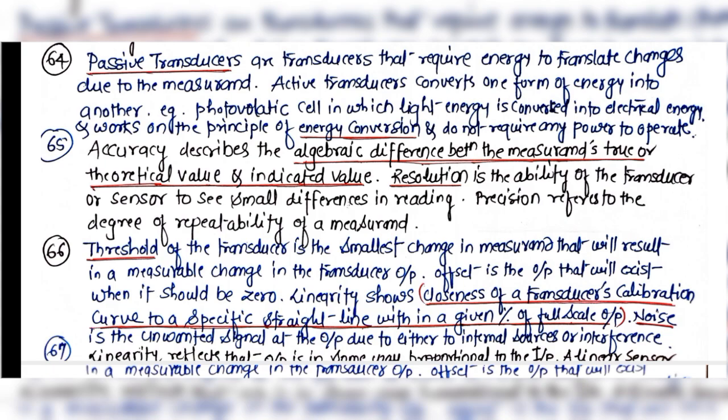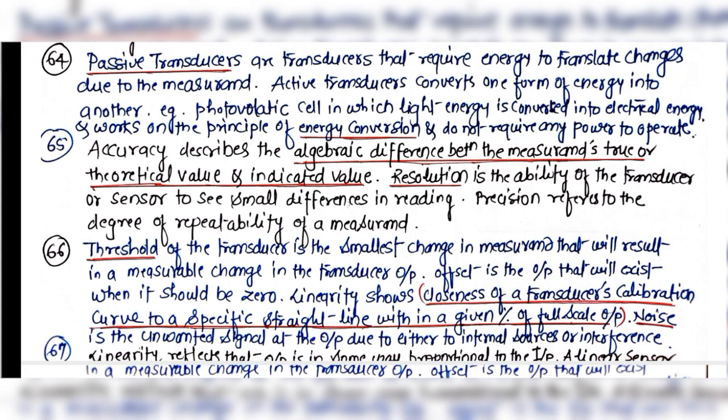Precision refers to the degree of repeatability of a measurand. Threshold of the transducer is the smallest change in measurand that will result in a measurable change in the transducer output. Offset is the output that will exist when it should be zero.